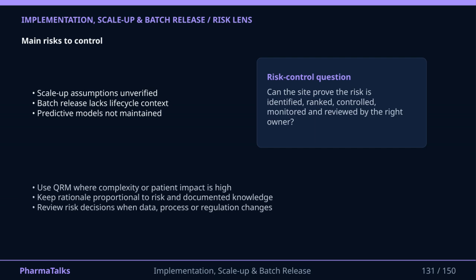To manage these risks effectively, it's important to apply quality risk management, especially when dealing with high complexity or patient impact scenarios. Our approach to risk assessment and controls should be proportional to the level of risk involved and always well documented based on available knowledge. Moreover, risk decisions need to be revisited whenever there are changes in data, processes, or regulations to ensure they remain relevant and effective. This proactive, documented, and dynamic approach is key to successful implementation, scale up, and batch release, helping us maintain product quality and patient safety throughout.